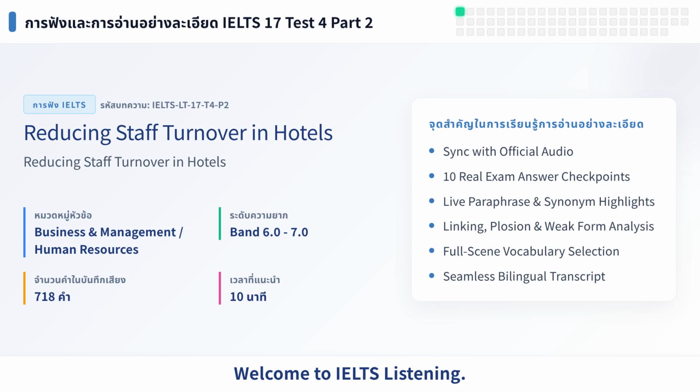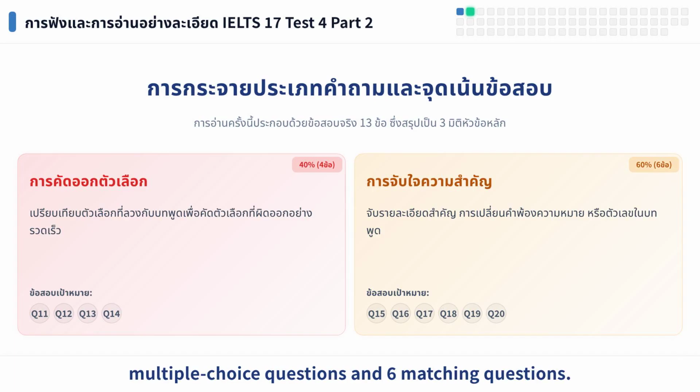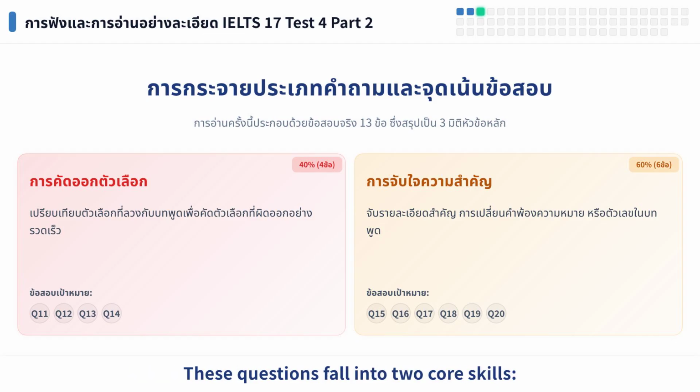Welcome to IELTS Listening. Today we study IELTS 17, Test 4, Part 2, Reducing Staff Turnover in Hotels. This section has 10 questions, 4 multiple-choice questions, and 6 matching questions. These questions fall into 2 core skills, elimination and information capture. This grouping helps us quickly find the key point for each question and answer faster.